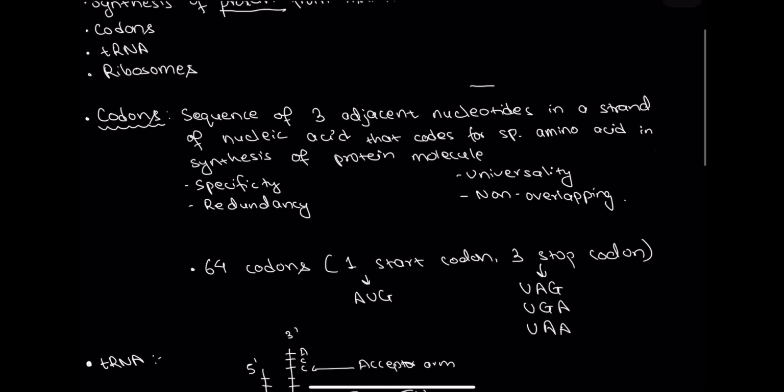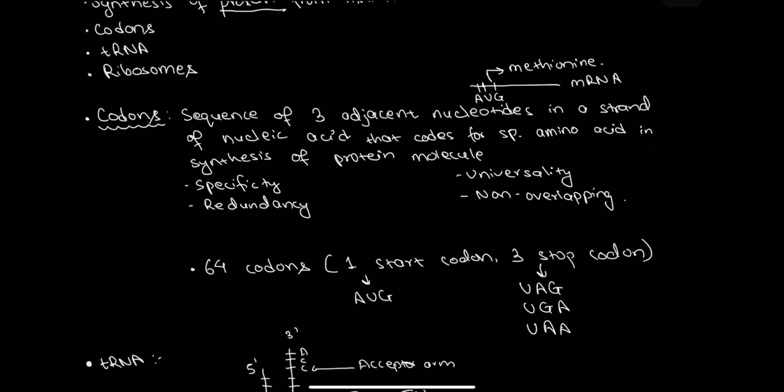Codons are the sequence of three adjacent nucleotides in a strand of nucleic acid that code for a specific amino acid in synthesis of protein molecules. For example, this is an mRNA, and there are three adjacent nucleotides AUG. So this will code for a specific amino acid, that is methionine.